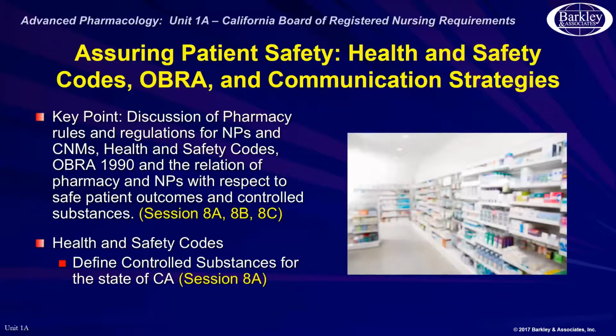Our last key point is key point 6, discussion of pharmacy rules and regulations for nurse practitioners and certified nurse midwives, health and safety codes, OBRA 1990, and the relation of pharmacy and nurse practitioners with respect to safe patient outcomes and controlled substances. This key point is covered in all 3 sessions. Health and safety codes and a definition of controlled substances for the state of California is covered a little more specifically in session 8A.